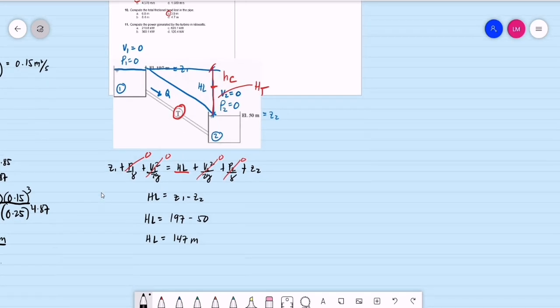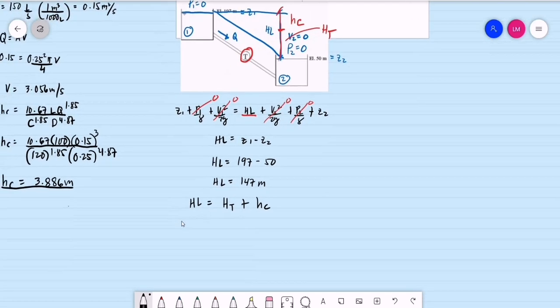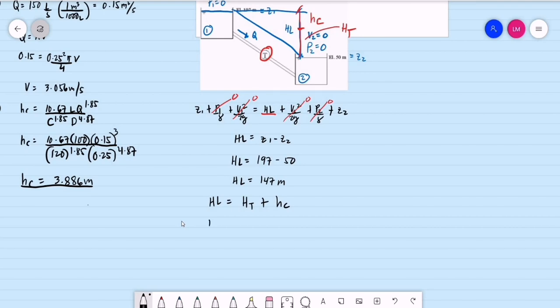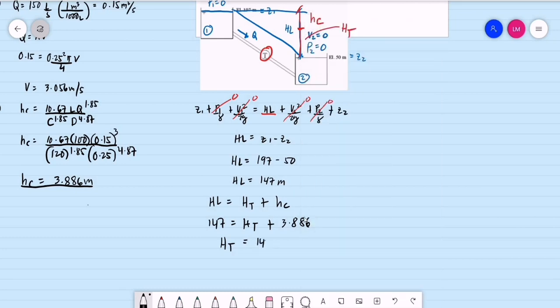So the head loss extracted by the turbine, let's say H sub T. The total head loss for this case will have two components: the head extracted by the turbine plus the head loss due to friction, the H sub f. So we have the head loss equal to 147 meters equal to the head extracted by the turbine plus the frictional head loss, that is equal to 3.886 meters. So the head extracted by the turbine is 147 minus 3.886, which is equal to 143.114 meters.